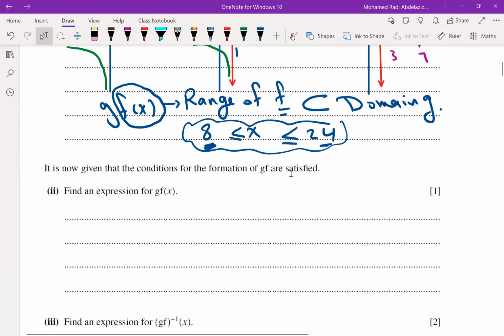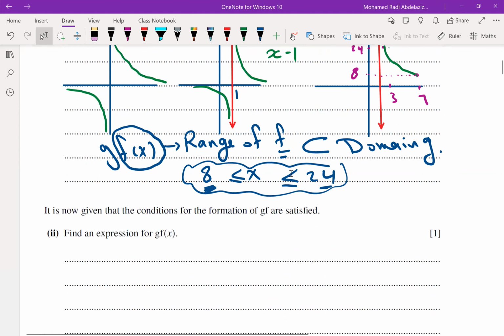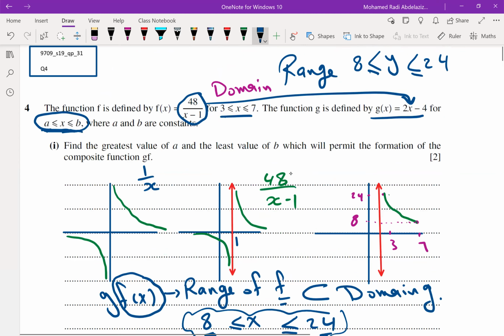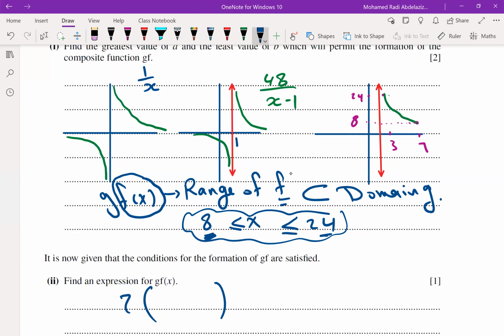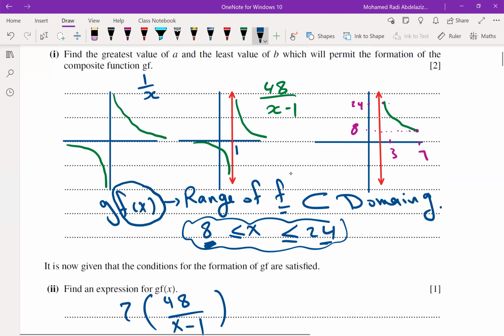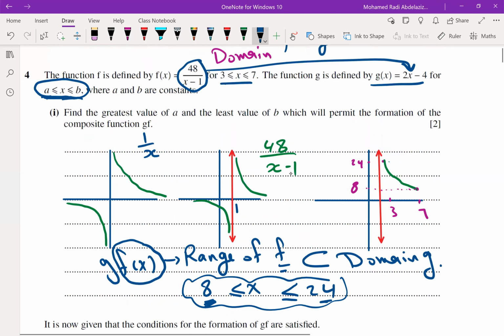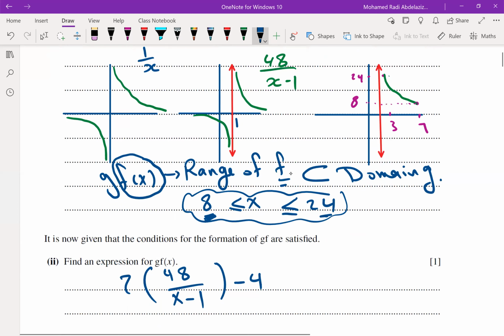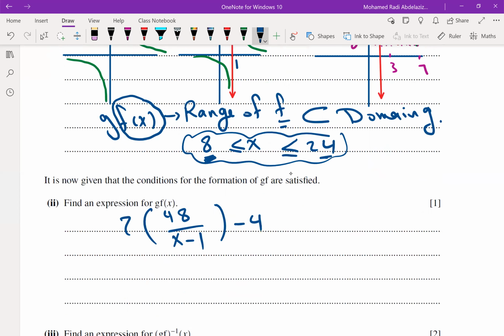Find an expression for gf of x. How to get the composite function? Substitute f of x in g: replace x with f of x, so it will be 2, open bracket, 48 over x minus 1, close bracket, minus 4. Then simplify your answer. 2 times 48 is 96, so it is 96 divided by x minus 1, minus 4.